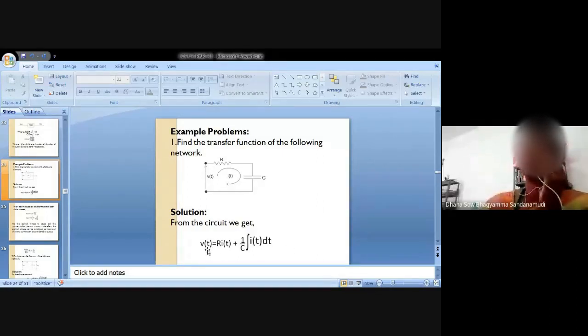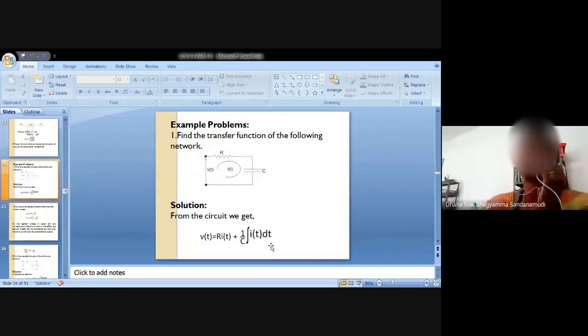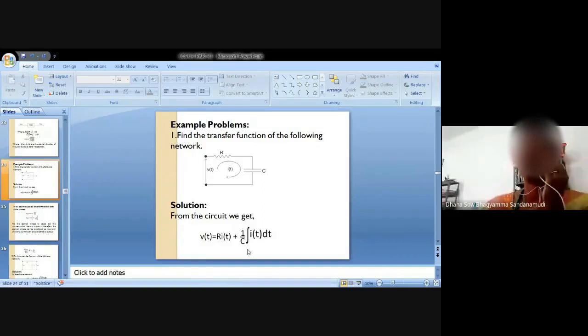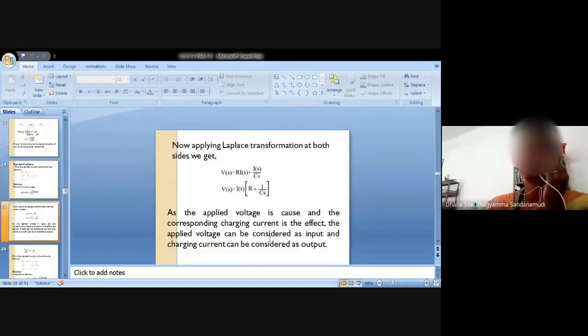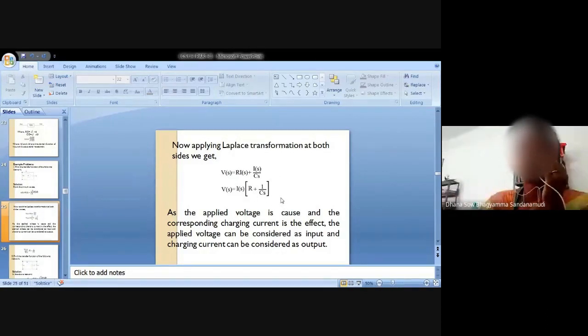Don't worry. So V of t is equal to R into I of t plus 1 by C into integral of I of t dt. This equation you already know. Now converting this time domain into Laplace form. Laplace of V of t is V of s, R is constant, I of t is I of s. The integral of 1 by C integral of I of t dt is 1 by Cs into I of s, or 1 by C into I of s by s. In this case you can see I of s is common, you just remove it. So V of s equals I of s into R plus 1 by Cs, you will get.